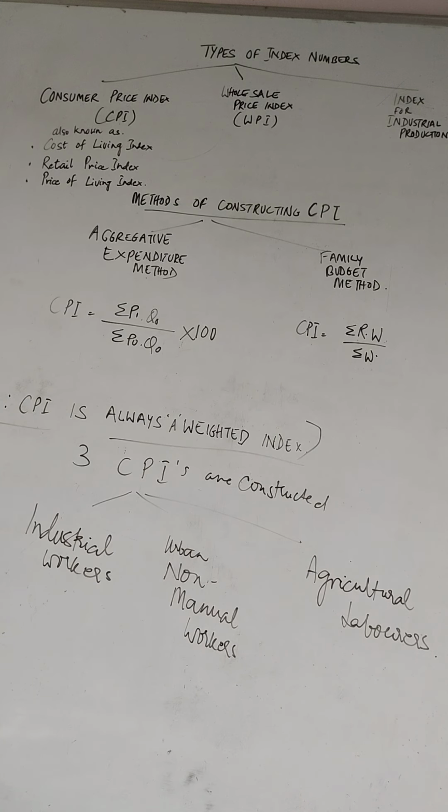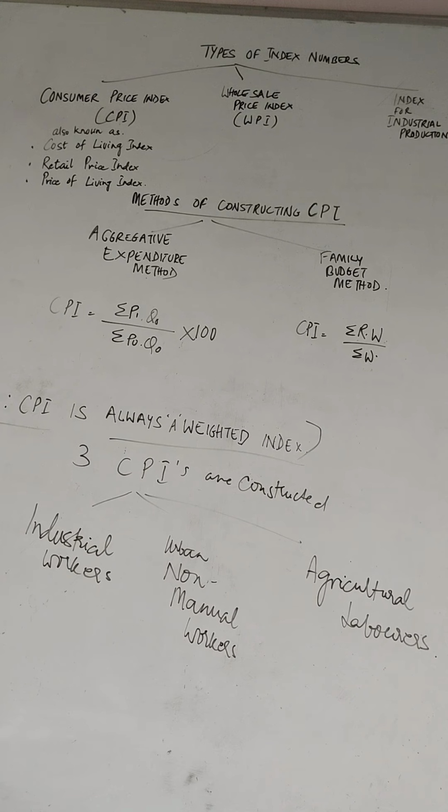So consumer price index numbers are intended to represent the average change over time in prices paid by the ultimate consumers. So this index number is also called cost of living index number. Now what happens?